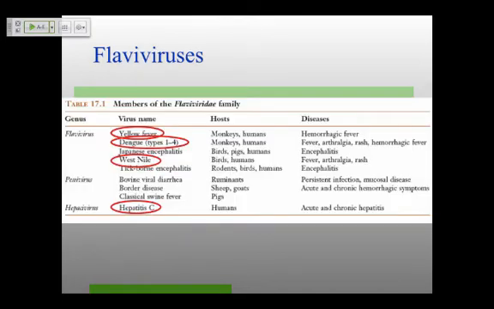Why do we care so much about flaviviruses? Basically because of all of these diseases, human diseases in particular, although there are a number of other animal diseases that are associated with these. And the ones we're going to talk about today are yellow fever, dengue, West Nile, and hepatitis C.